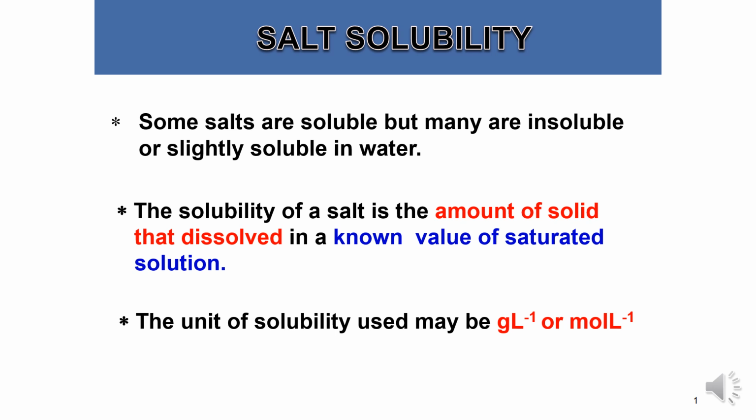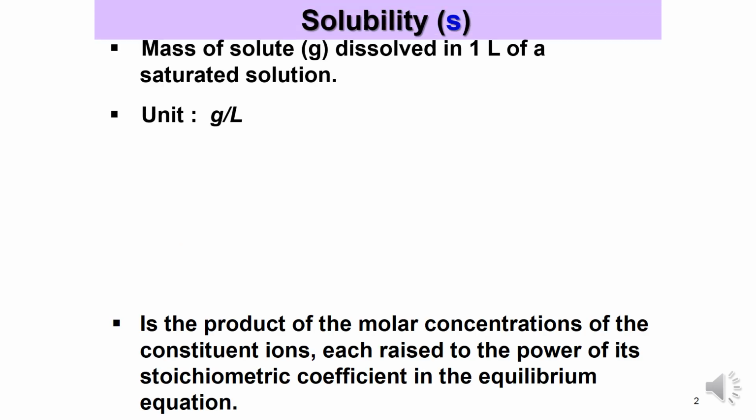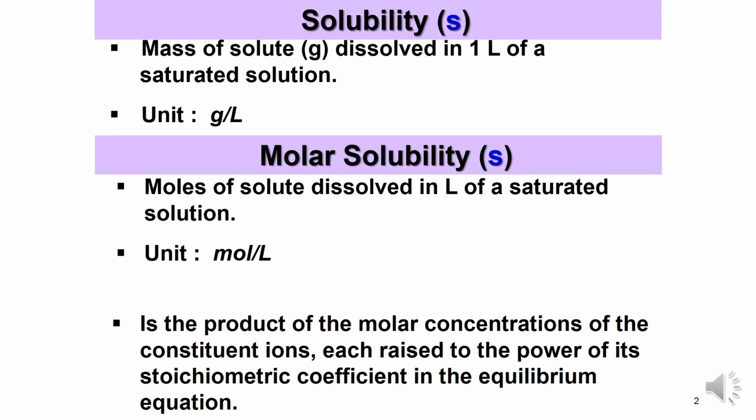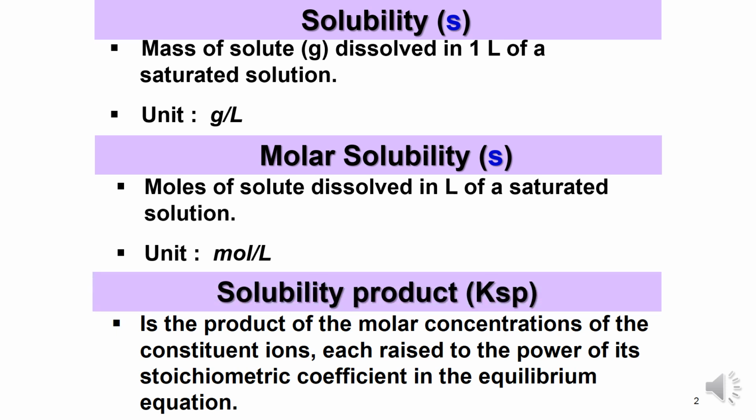Solubility of a salt we can define as the amount of solid that dissolves in a known volume of a saturated solution. The unit for solubility can be gram per liter or mole per liter. Normally we use the symbol S. It is the mass of solute in grams dissolved in 1 liter of a saturated solution. The unit is gram per liter.